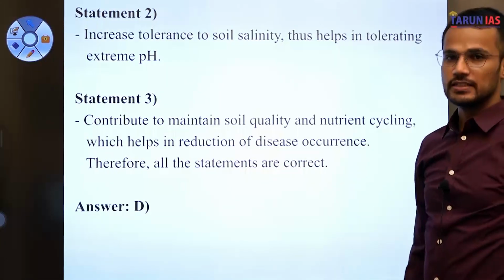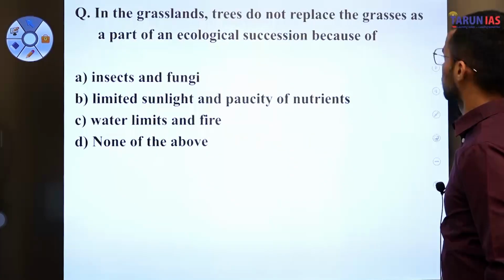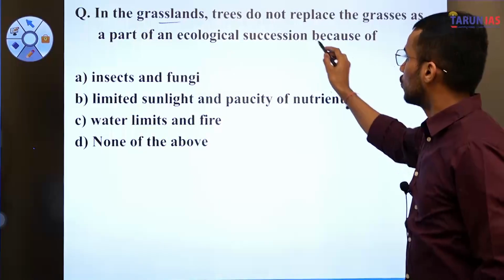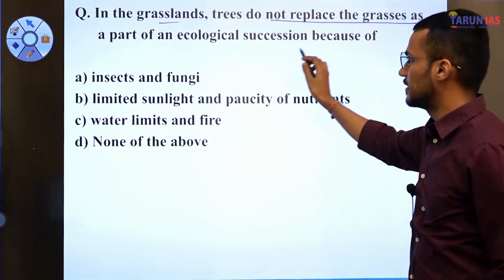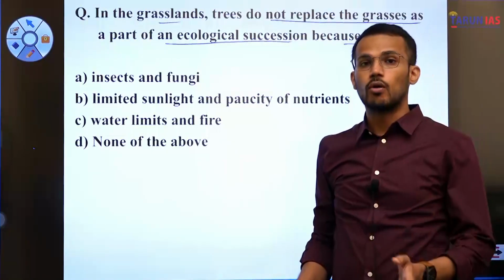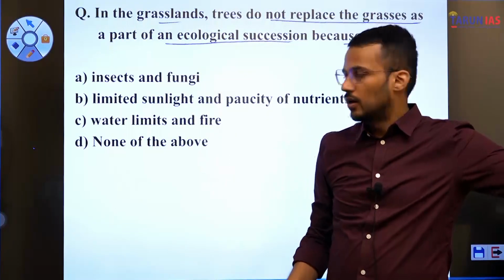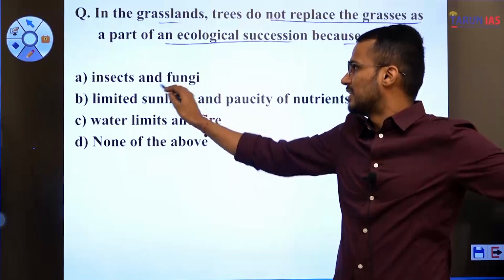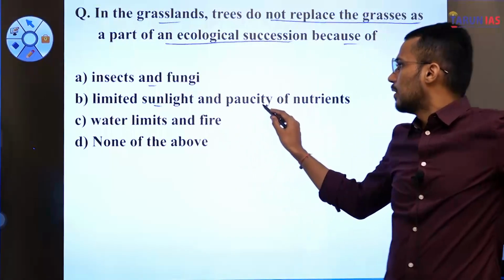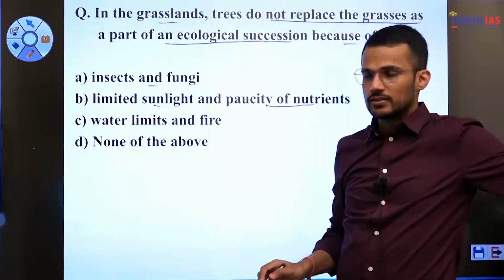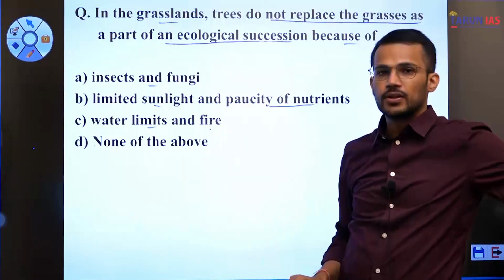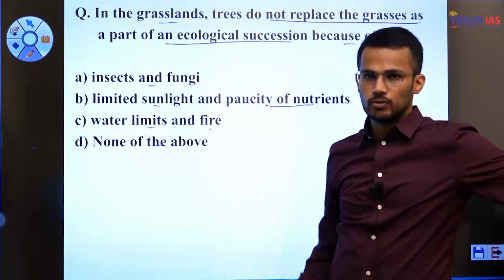Fine. So the answer is D. Next question is, in the grasslands, trees do not replace the grasses as a part of an ecological succession because of which of the following? Options are A, because of insects and fungi, B, because of limited sunlight and paucity of nutrients, C, because of water limits and fire, and D, none of the above.